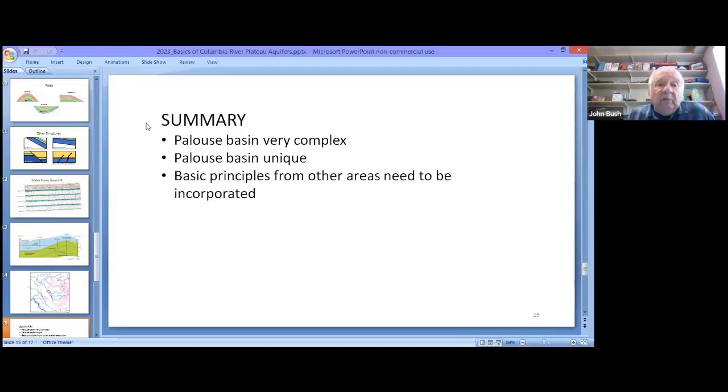The Palouse Basin then becomes unique in its location of thick sequences next to a high elevation mountain with high snowfall, high rainfall. And in order to understand it, you have to put together these unique features and its complex natures, bringing in some basic principles, rules of thumb from other areas throughout the Columbia Plateau. That needs to be incorporated to understand how the whole system works.